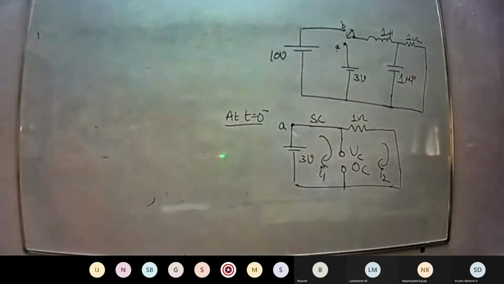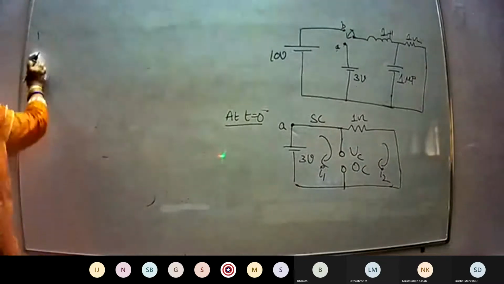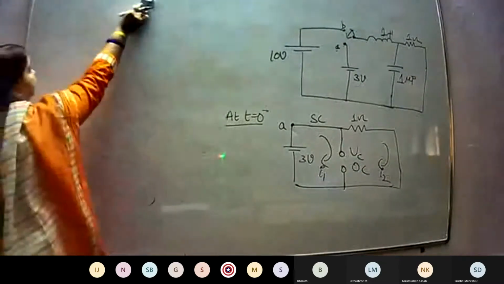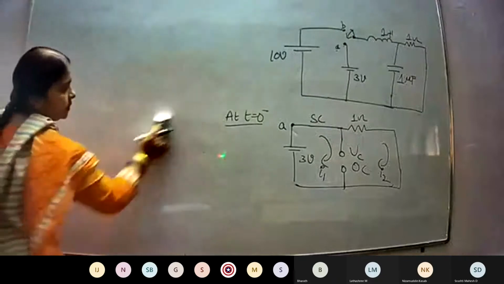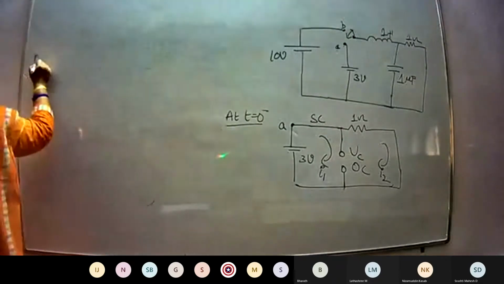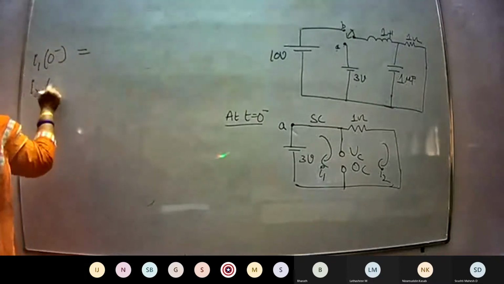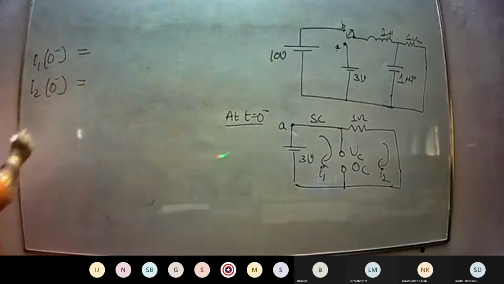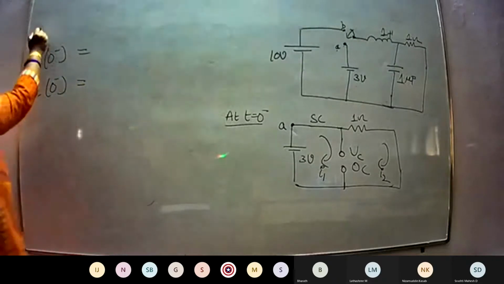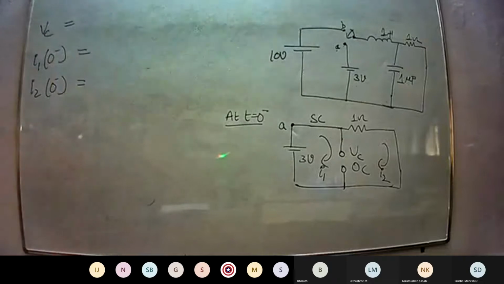Okay. Voltage VC, that is the voltage across the capacitor. Can anybody tell what will be the voltage across the capacitor? Just see the network once. You should answer me. I1 of 0-minus. Anybody can give a try. How much is VC? Just tell me and I will tell you if it is right or wrong.